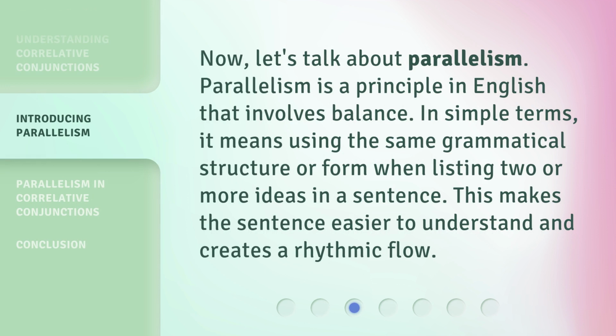Now, let's talk about parallelism. Parallelism is a principle in English that involves balance. In simple terms, it means using the same grammatical structure or form when listing two or more ideas in a sentence. This makes the sentence easier to understand and creates a rhythmic flow.